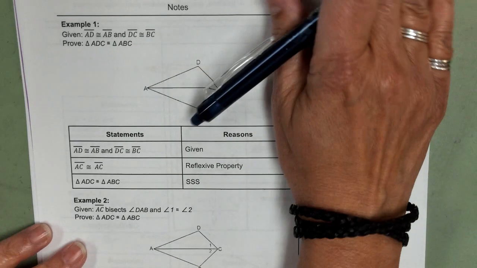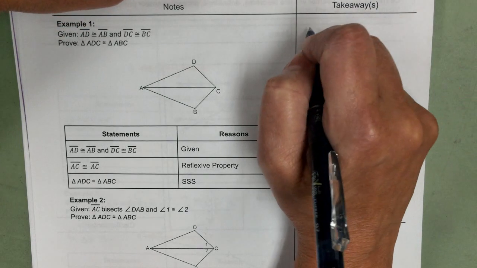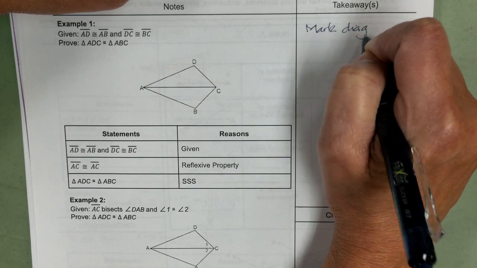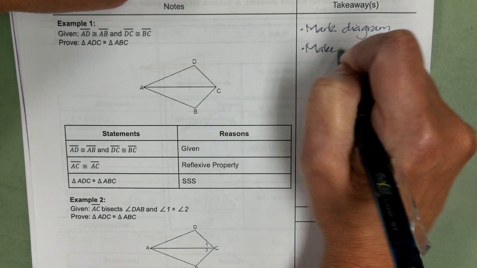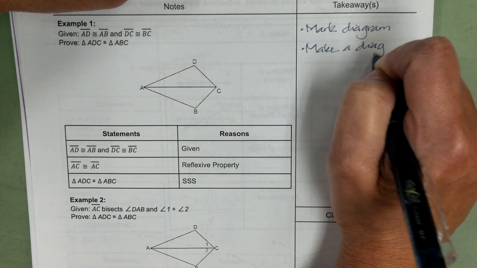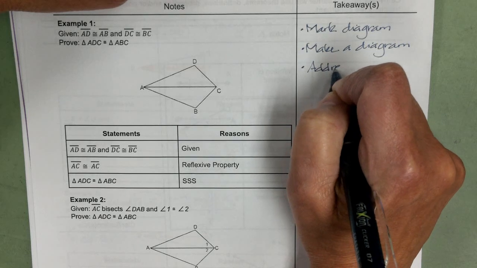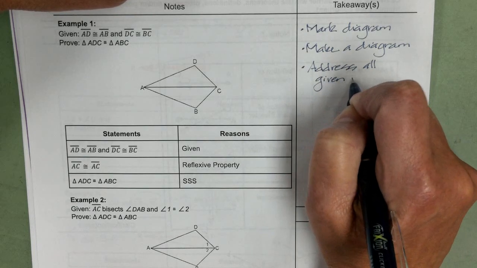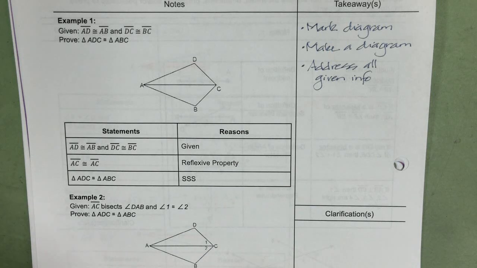Okay, so a couple of things that I recommend when you are working on proofs from scratch. The first thing is mark your diagram. If there's not a diagram, make a diagram. Be sure you address all given information. That may be just in the given statement, or it may be that you're told something that you need to apply later in the proof.